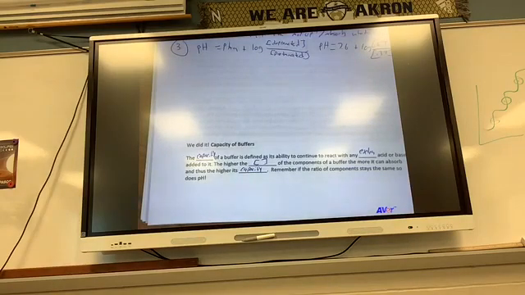Formula for methanoic acid. It's HCOOH. Sorry, I should have given that to you. Methanoic is HCOOH, and you would not be expected to know that on the AP test. They would have given that to you, because that's organic.